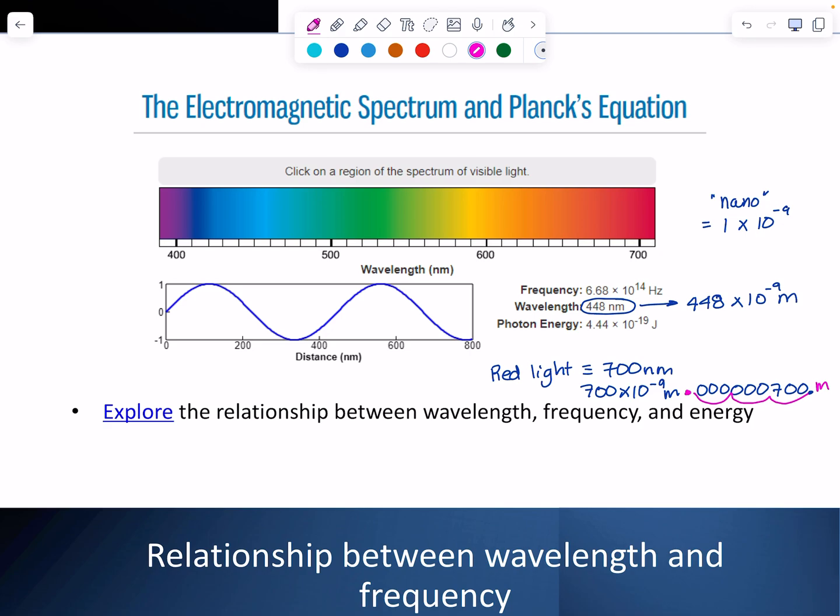Okay, so let's look now at these other two things as we move around, okay? So moving towards red, what happens? Wavelength gets longer, okay?